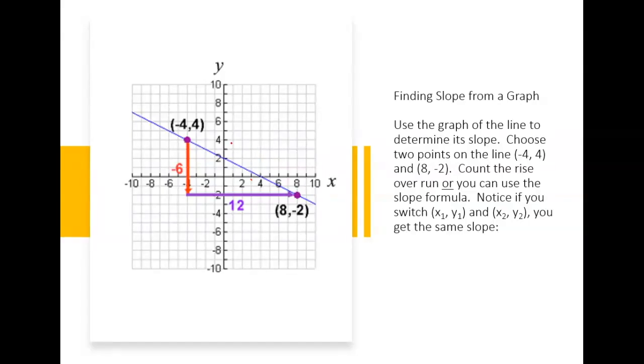So first, we're just asked to calculate the slope. It says choose 2 points on the line. So we did -4 and 4, 8 and -2. Count the rise over the run, or you can use the slope formula. I like to use the slope formula. This one uses the rise.